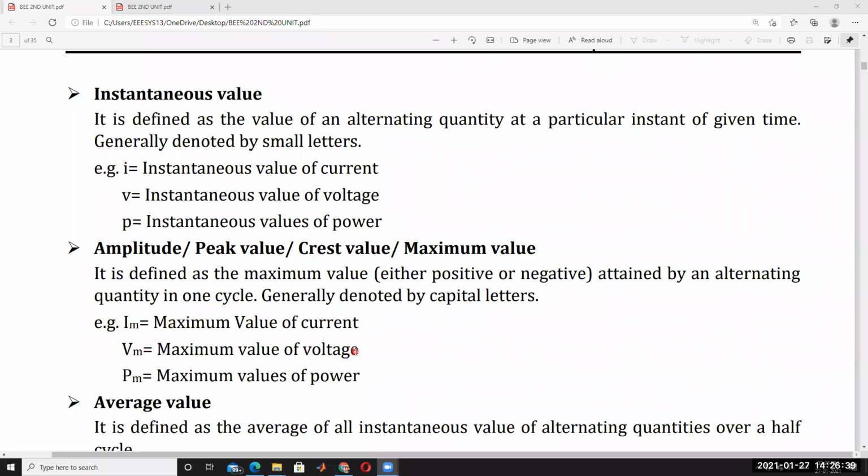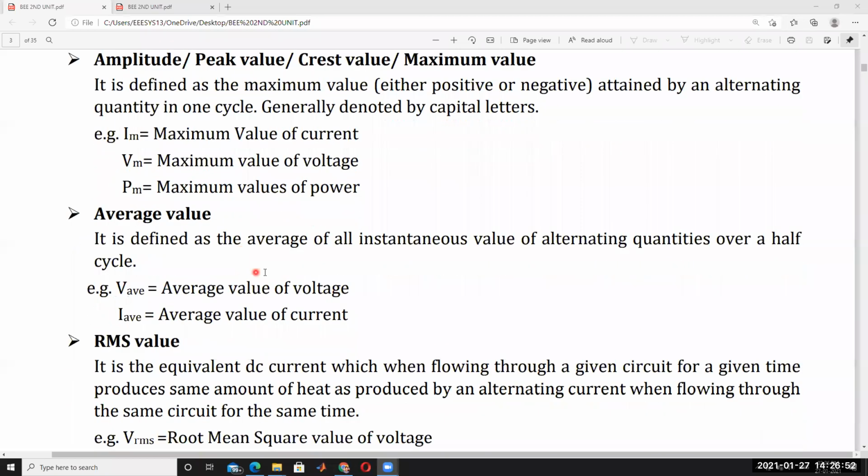Vm is equal to maximum value of voltage, and Pm is equal to maximum value of power. In this way we have to indicate amplitude, peak value, crest value, or peak maximum value. And then average value.